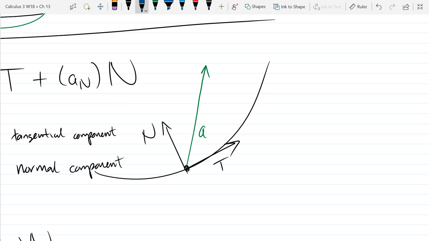So there are two components to this. There's the T direction and the N direction. It's not a good weather day to floor it through a turn.